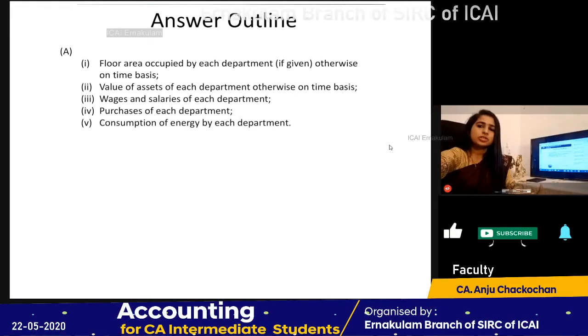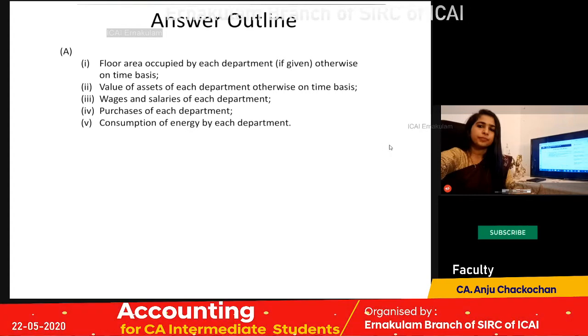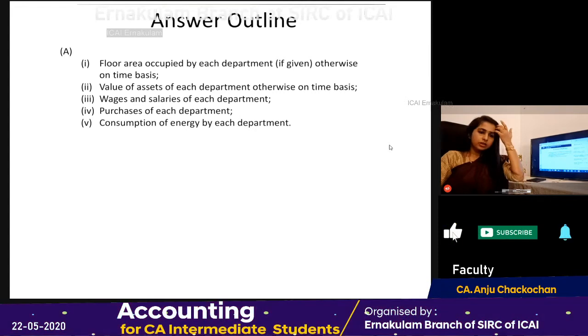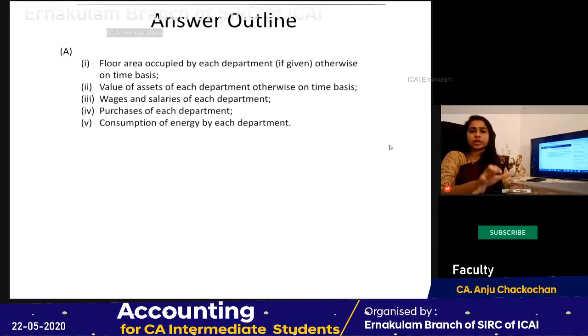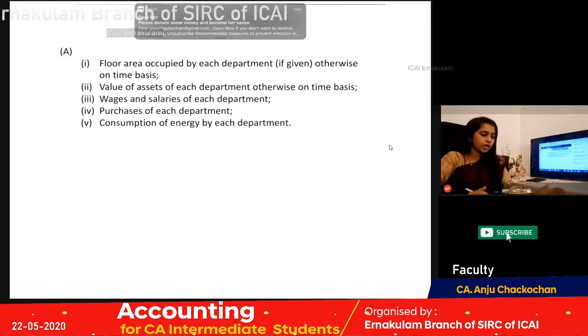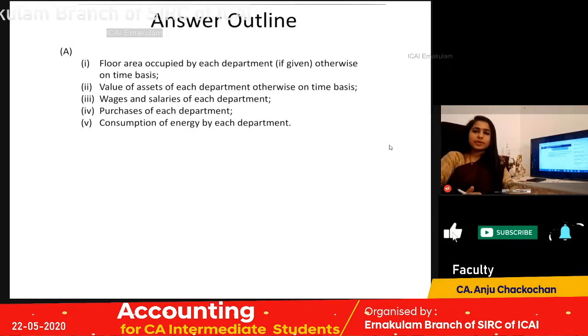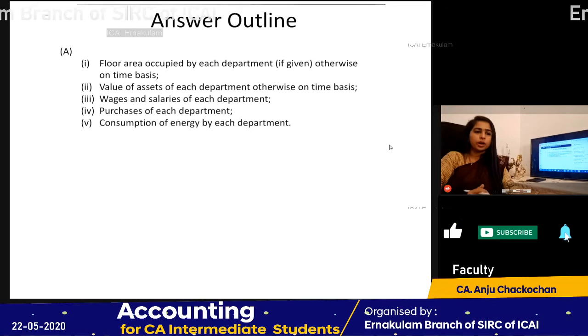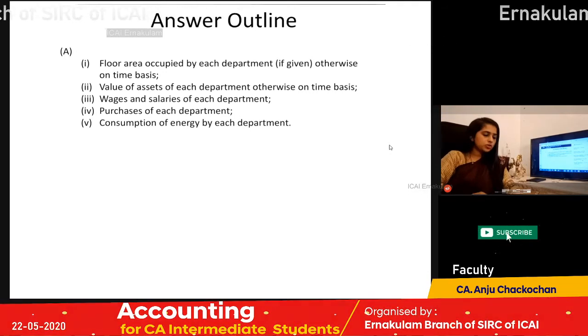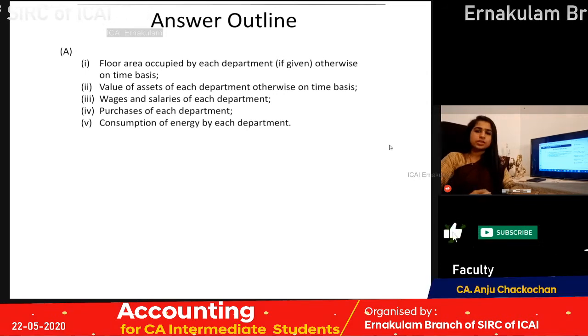Please drop in a message, students, once you're done. Everybody, is this point done? The first one, which we have already discussed, is the basis of allocation. That is the only point we are doing over here. We are writing the main answer. Make it fast, students. We just have 5 points to be written.